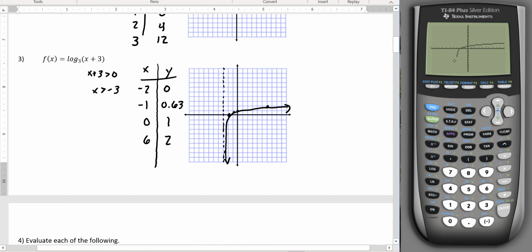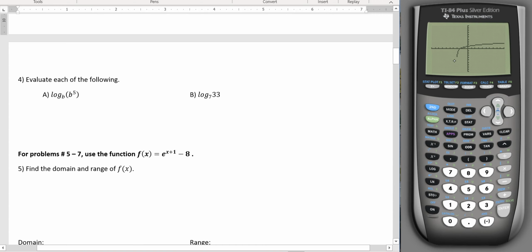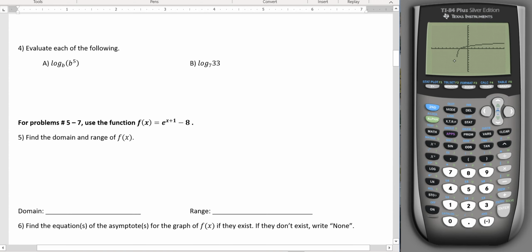All right, very cool. Evaluate each of the following. Log base b of b to the 5th. All right, well, that's telling me b to the what power gives me b to the 5th. So that's just 5. No work really required there.